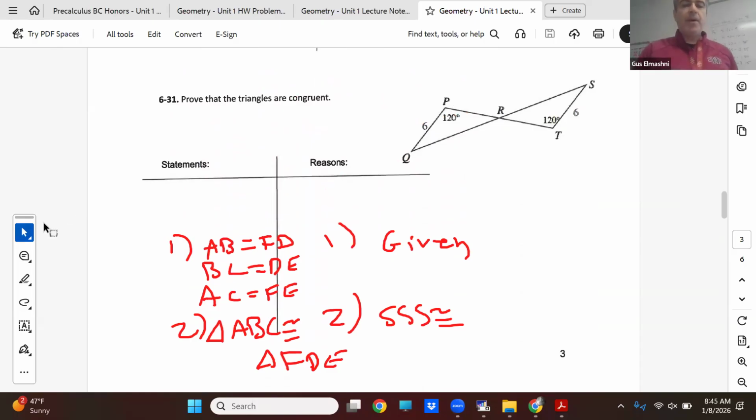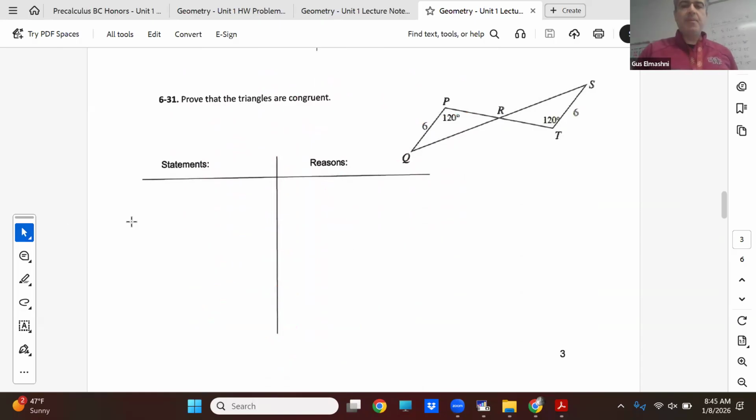Before you get too carried away, I always like to talk myself through it and say, okay, well, I know these are the same. And for what reason? Not reflexive, but vertical angles. Reflexive is the same exact thing, like there's a shared side or a shared angle. But yes, these are the same. And of course, I know angle P equals angle T. Of course, I know PQ equals ST.